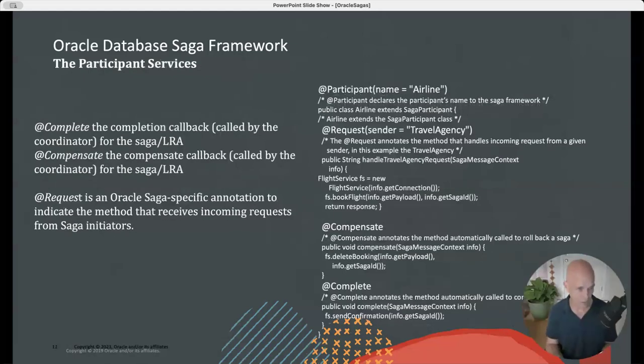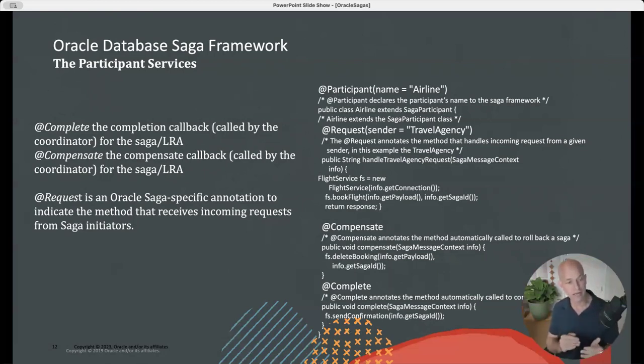Then we move on to the participants. Again, they are using the LRA spec complete and compensate annotations, but you see that nothing actually needs to be done here, which is another optimization. Since everything's going on in the database, you can actually avoid even doing the callbacks to your Java application. If you are using Java, which is supported, of course, as you see here by the Oracle framework, you can also use PL/SQL, which is why I mentioned that.